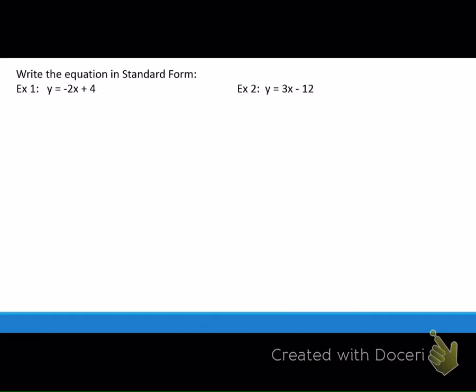Okay, so let's get started here. Remember, we're writing each equation in standard form, which means we need it as ax plus by equals c. So that means you want to get your variables on the same side of the equation. So Madison, in example 1, what do we need to do to get this into standard form? So we want to get the x and the y on the same side. So how are we going to move negative 2x?